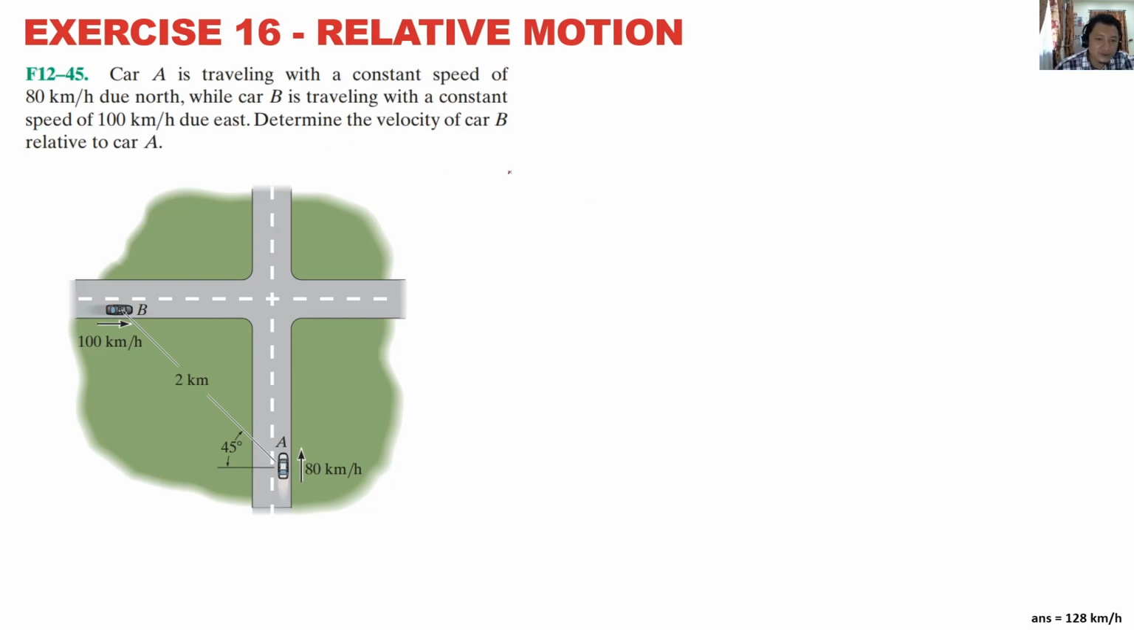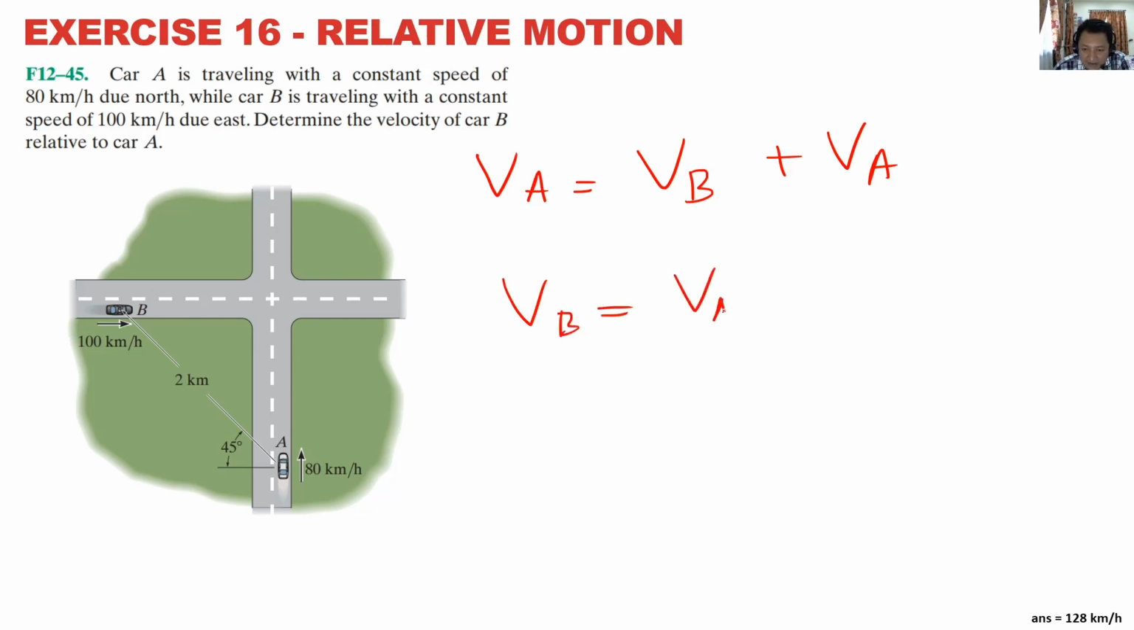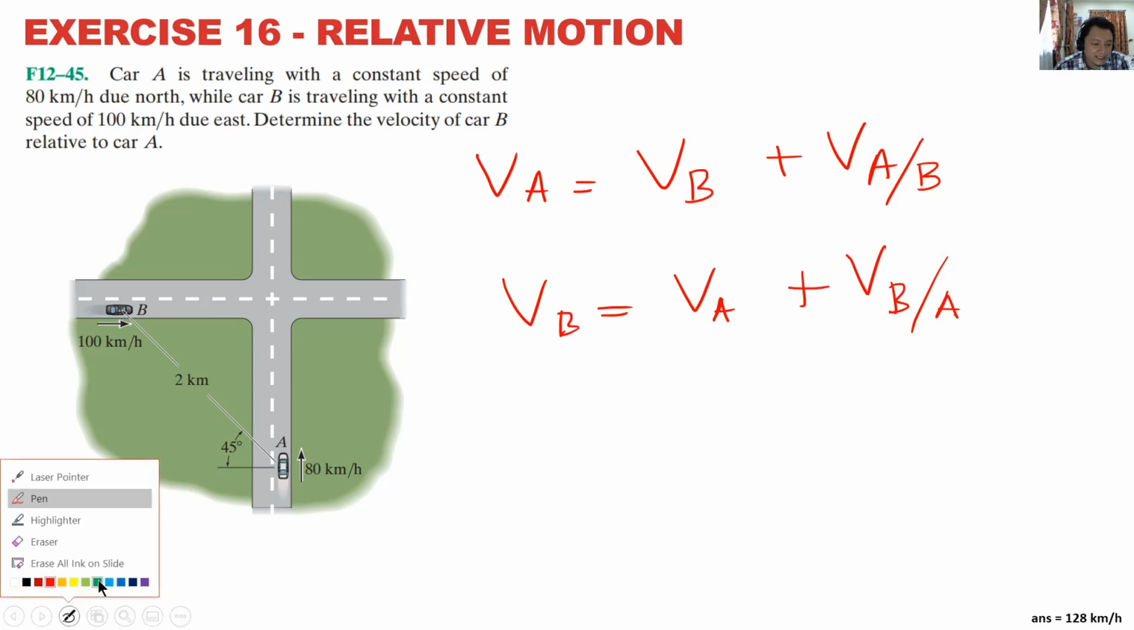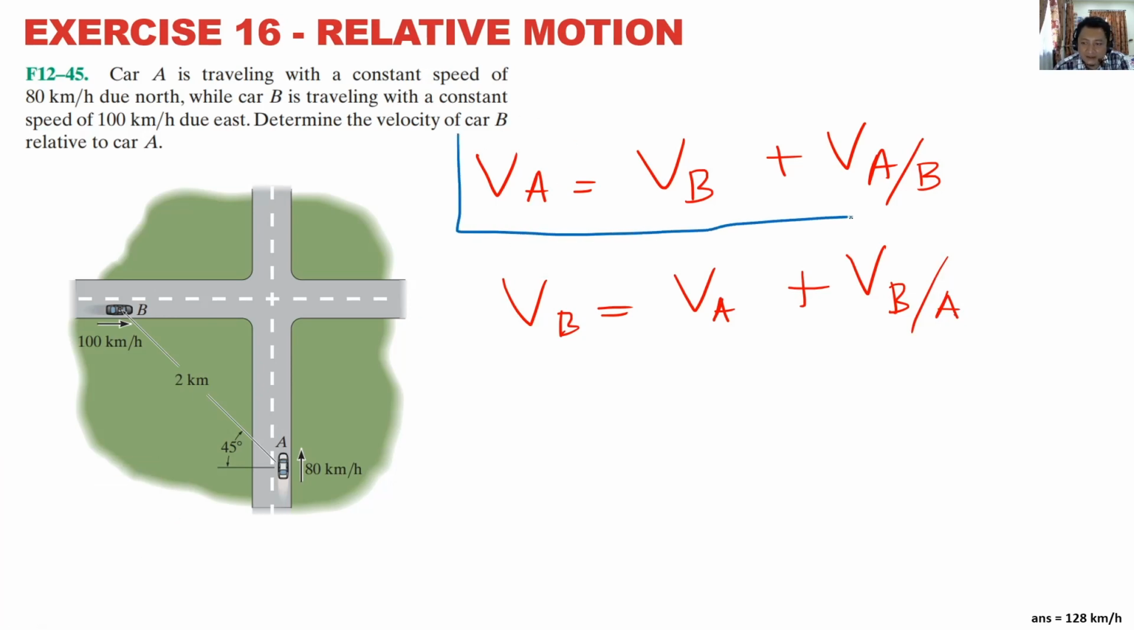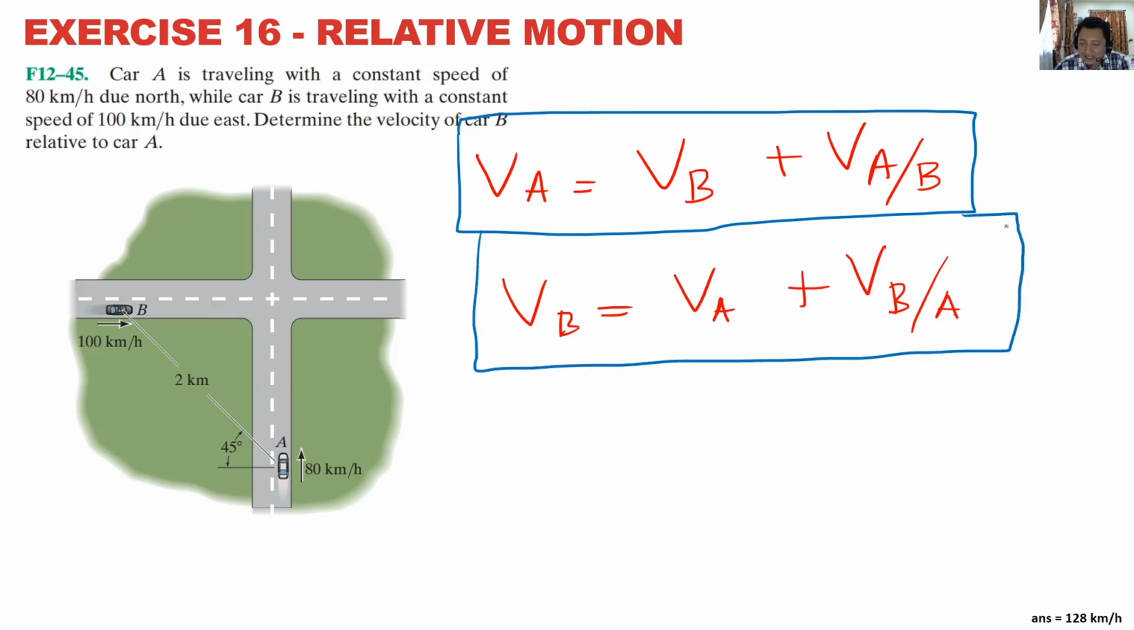I guess something that you should not forget is how to write this formula. VA is equal to, if this is A, this must be B, plus VA. If this is VB, this is of course VA plus VB. Must be like that. ABA, BAB. This one relative to what? This one relative to A. This is the only thing that you should remember. Actually, you have derived this using the ferry analogy. So this one is easy to be solved.